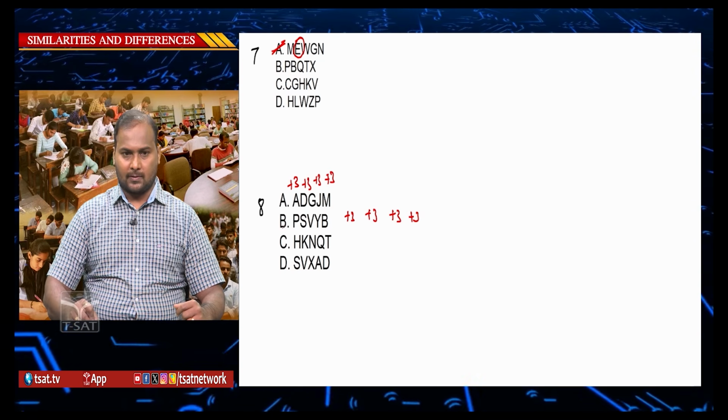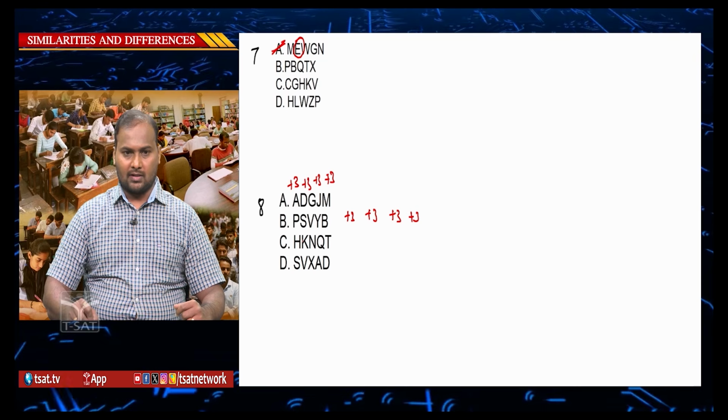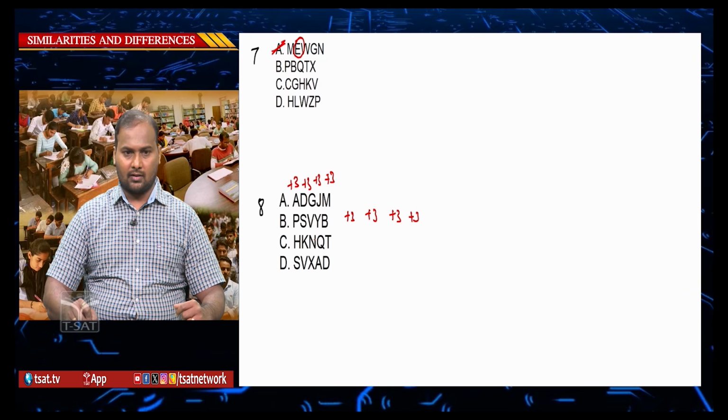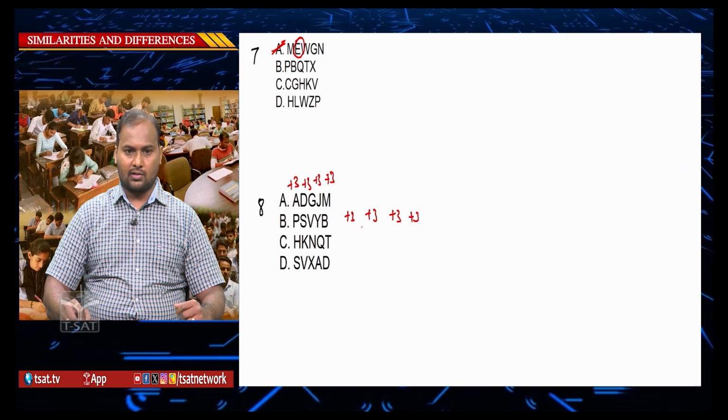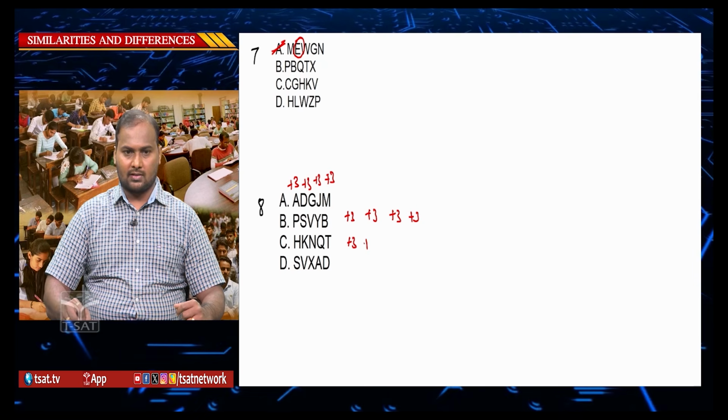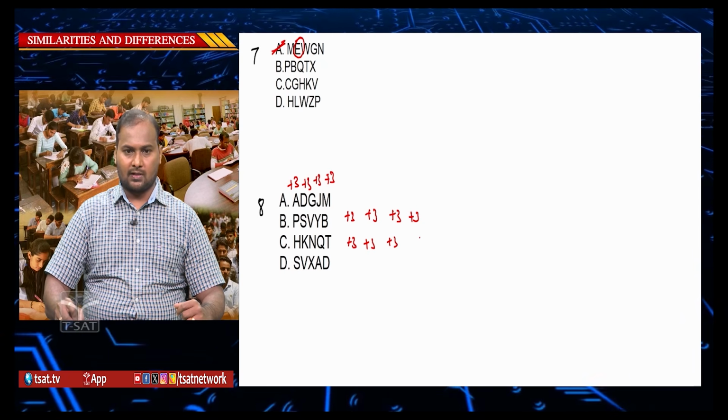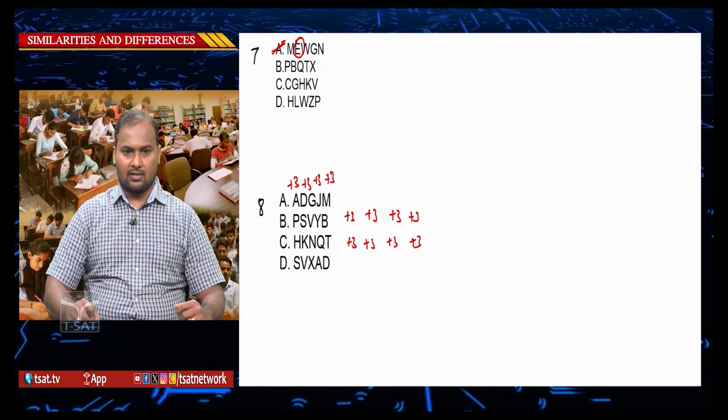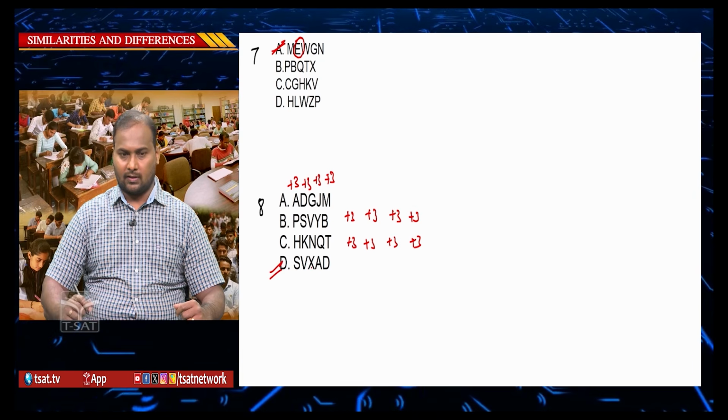Now come to option C. H to K, plus 3. K to N, plus 3. N to Q, plus 3. Q to T is also plus 3. Here also the logic is plus 3, plus 3, plus 3 and plus 3. So obviously what is our answer? Our answer becomes option D.